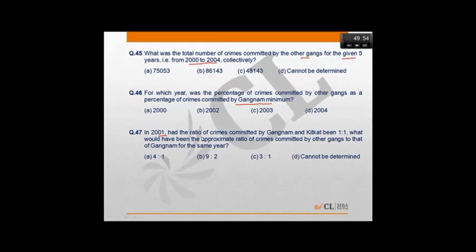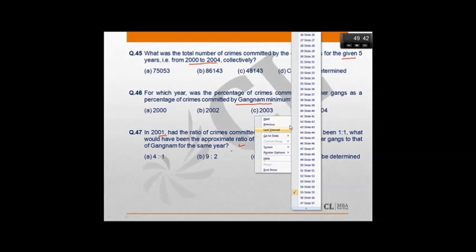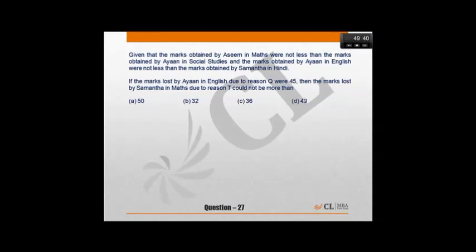What's the third one? Ratio of crime committed by gang and Kit Kat had been 1:1. Again, this is going to be high on calculation. Let me not waste my time here. Let me look at questions 25 to 27 and see if there's something which can work for me there. Otherwise, I'll just go back to quant and finish it off.